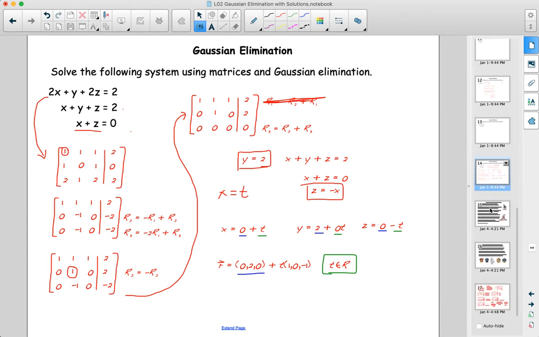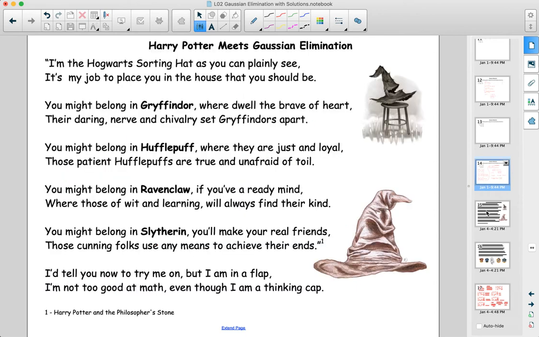All right, so what we're going to do next is try one more of these, and this one is going to be a system of 4 unknowns and 4 equations.